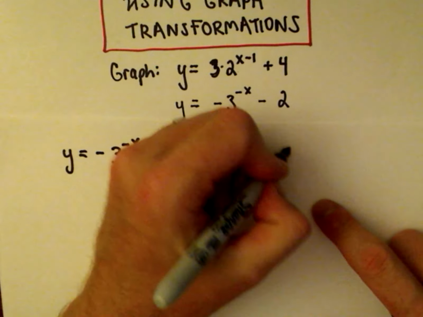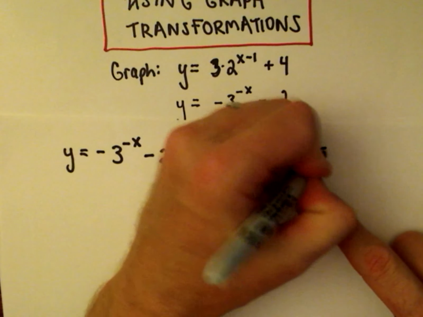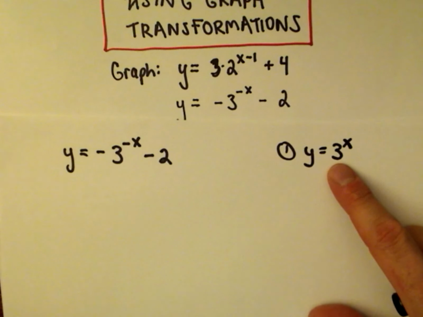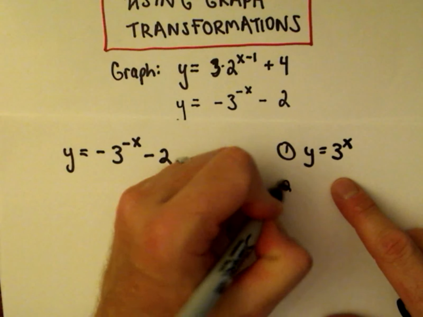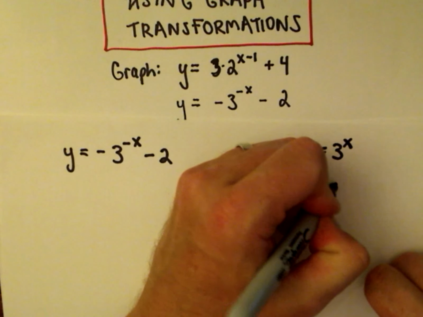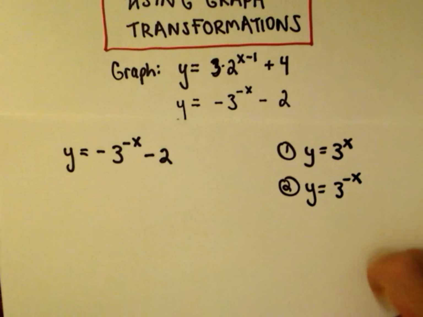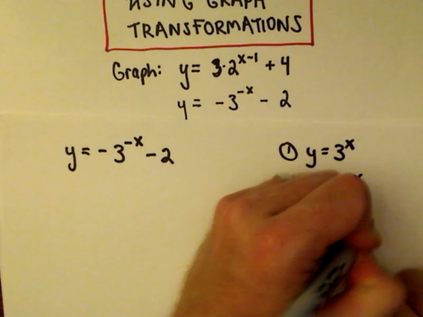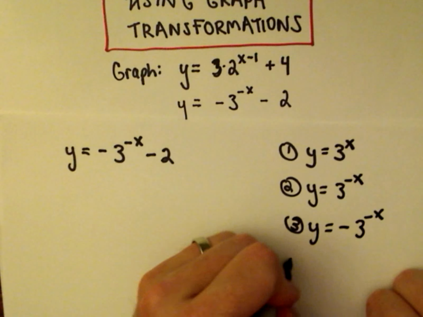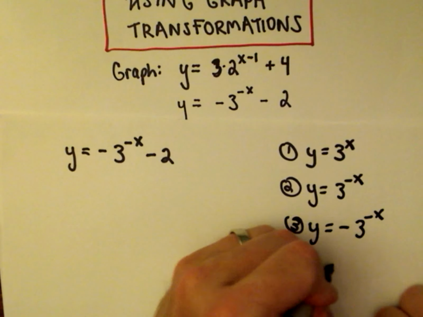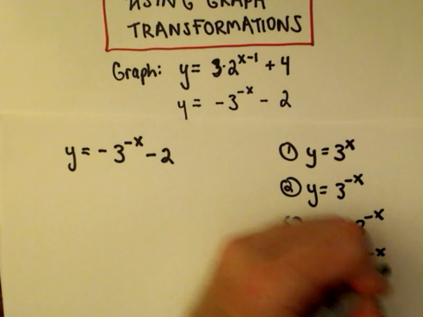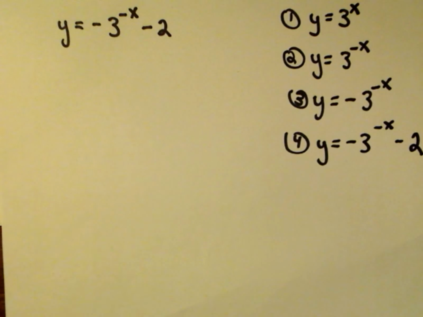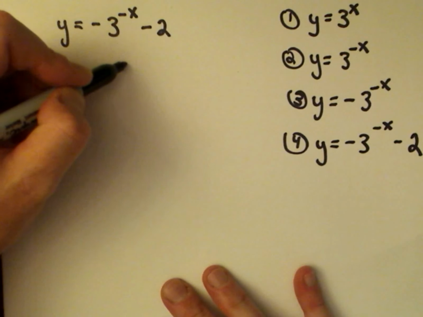So again, I'm going to think about this in a few different steps. I'm going to think about what does y equals 3 to the x look like? Well, that's going to look very similar to 2 to the x. Then I'm going to think, what does y equals 3 raised to the negative x look like? Then, what does y equals negative 3 raised to the negative x look like? And then, what does y equals negative 3 raised to the negative x minus 2 look like? So I'm going to be a little bit more sloppy on this one, just to speed it up.